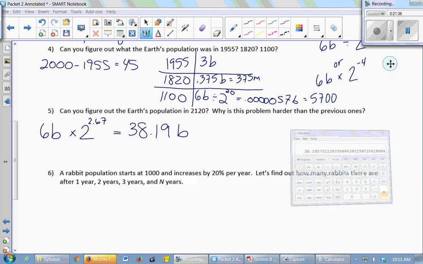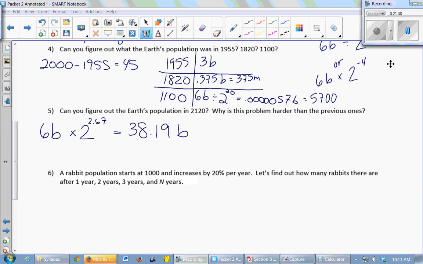Okay, so Emma's question, she said 2.67 is somewhere between 2 and 3, right? So we're doubling somewhere between 2 times and 3 times. So if you double twice, you do 6 billion times 2 squared, and you get 24 billion, right? And if you were to double 3 times, you would multiply by 2 cubed, and that would be 48 billion.